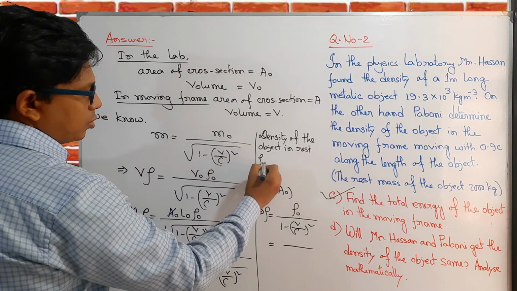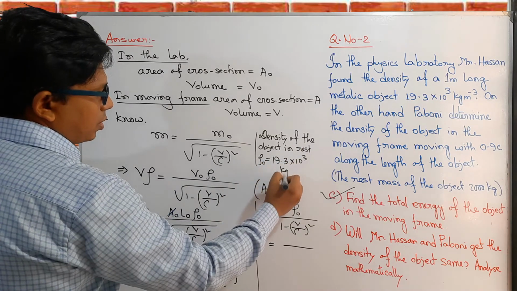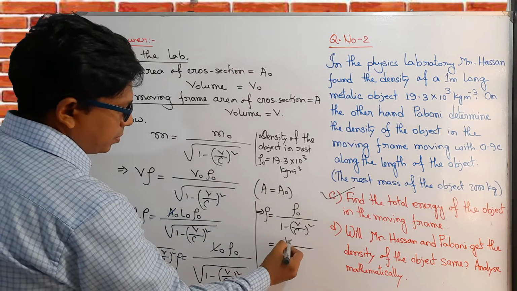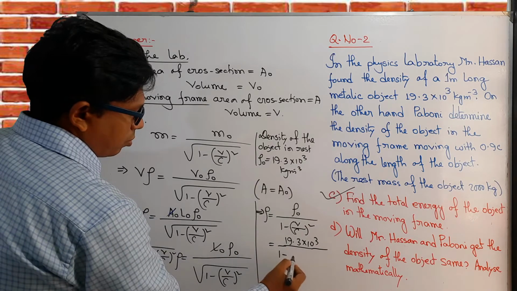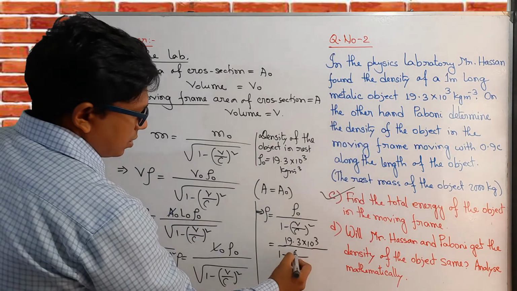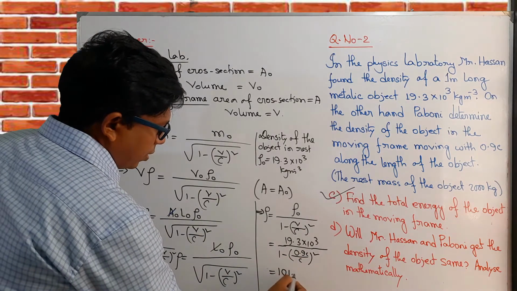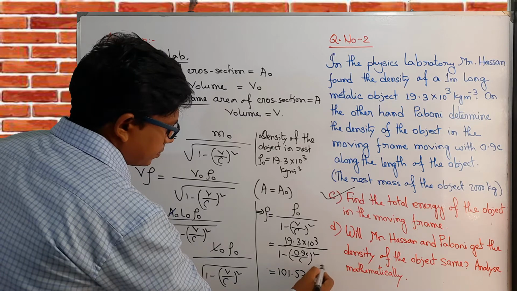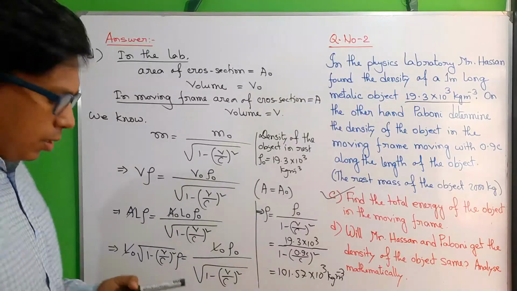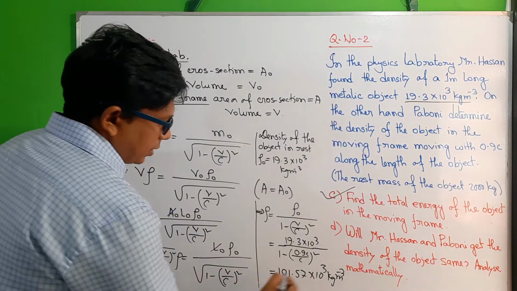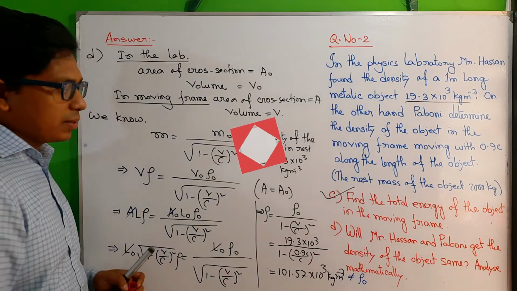In rest, rho naught is 19.3 into 10 to the power 3 kg per meter cube. 19.3 into 10 to the power 3, 1 minus v by c, 0.9 c. After calculating the data, 0.1 into 57 kg per meter cube. So the density does not equal the density measured by the observer.